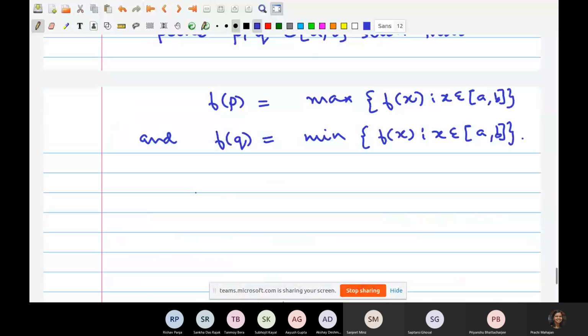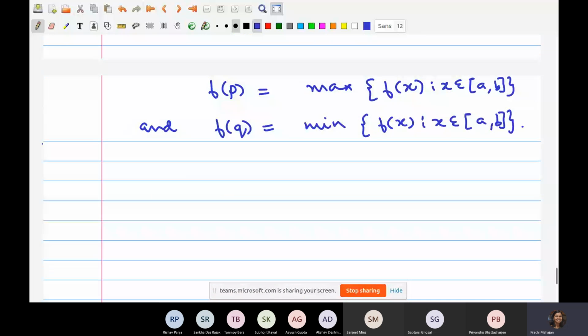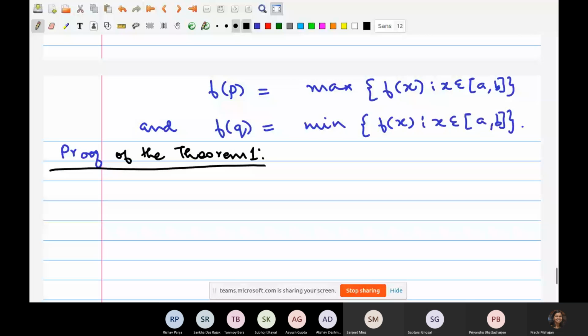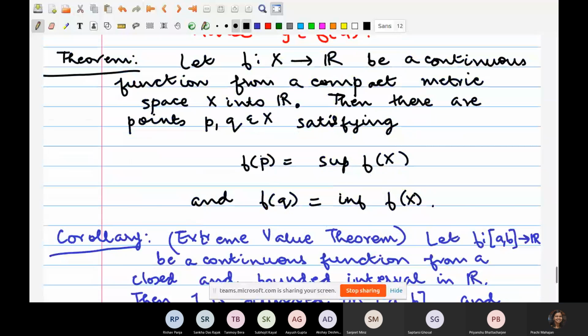So let's quickly see the proof of this theorem before we work out some examples. So, proof of the theorem. Which theorem? Let me give it a name: Theorem 1.